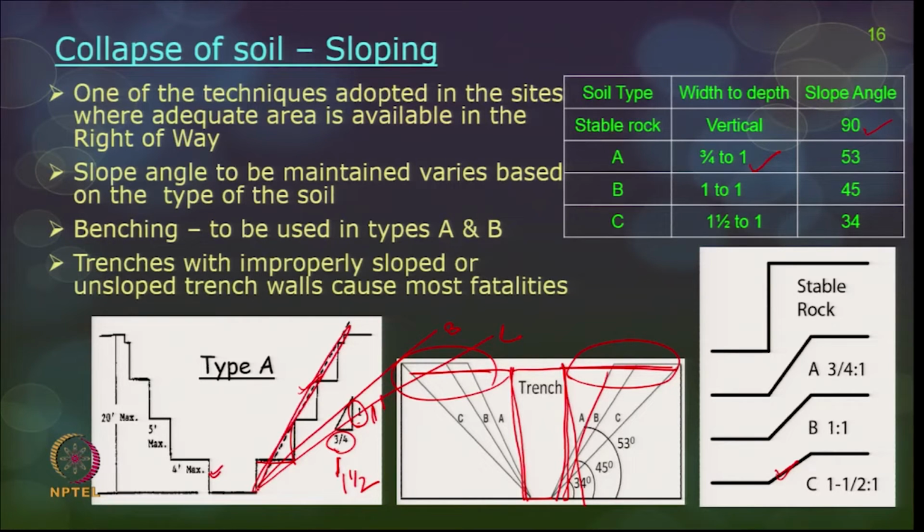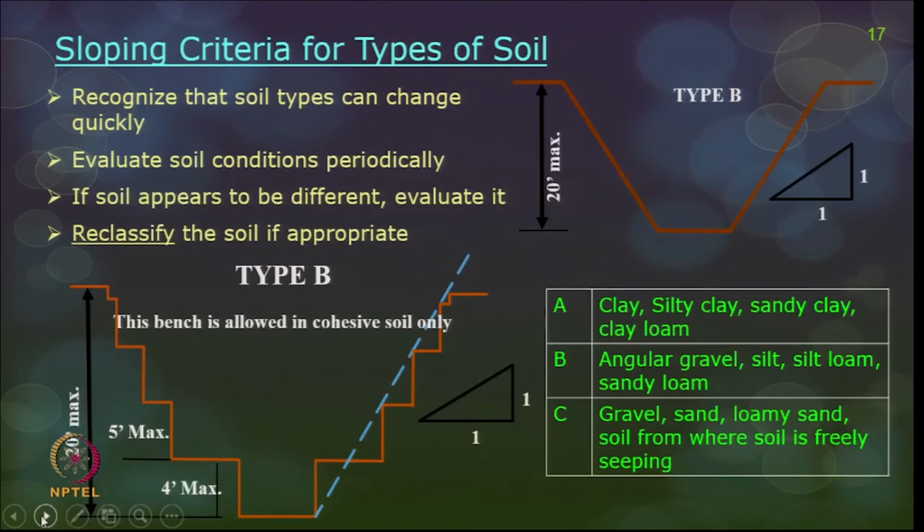So, this is sloping and this is called benching. Benching is used only for types A and B, and trenching with improperly sloped or unsloped trench walls can cause most of the fatalities. Now, let us see what the A, B, C types are.